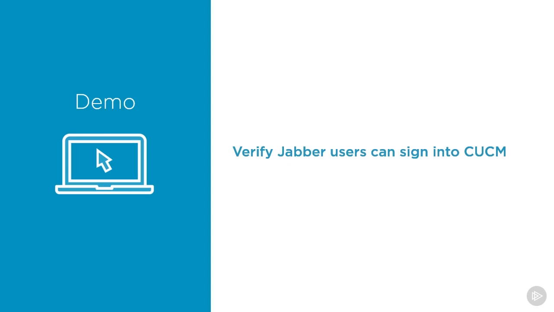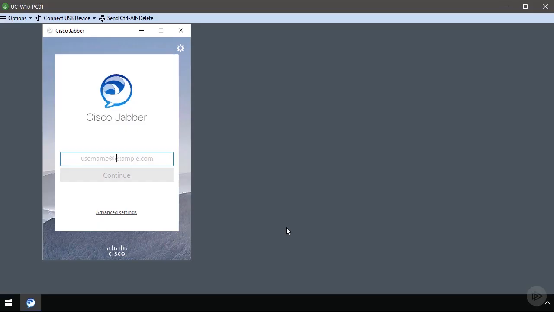In this demonstration, we're going to verify that our configuration works. We're going to demonstrate signing into Unified Communication Manager and IM and Presence with our Jabber clients. Here's our Jabber client, and we're going to sign in with our username at globalmantics.com. It'll then query DNS, and it will locate our Unified Communication Manager and IM and Presence servers, and then we should be prompted for a password.